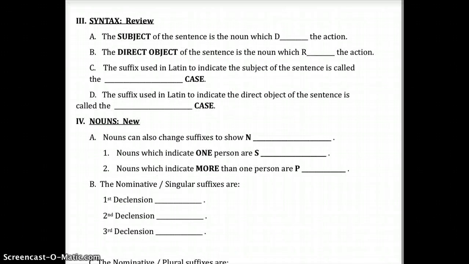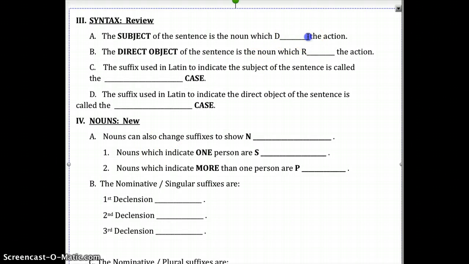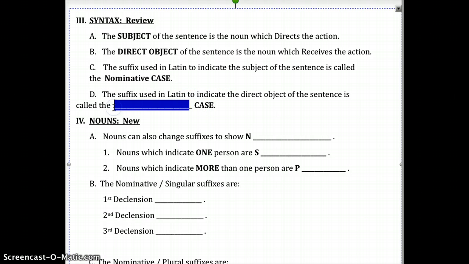All right, so next we're going to review some syntax, right? The parts of the sentence. The subject of the sentence is the noun which directs the action. And the direct object, by contrast, is the noun which receives the action. The suffix in Latin used to indicate the subject of the sentence is called the nominative case. And the suffix used in Latin to indicate the direct object of the sentence is called the accusative case.